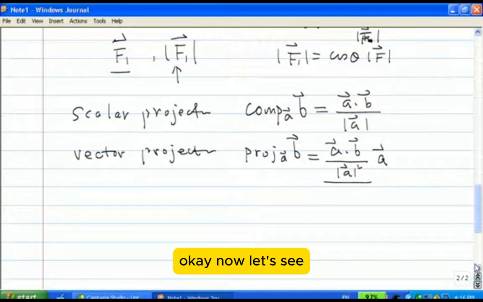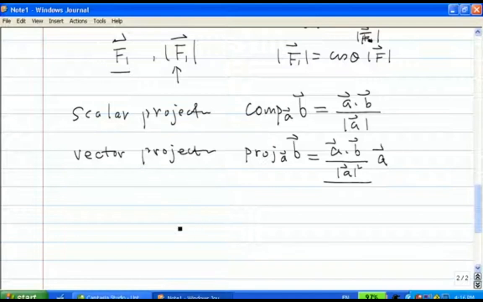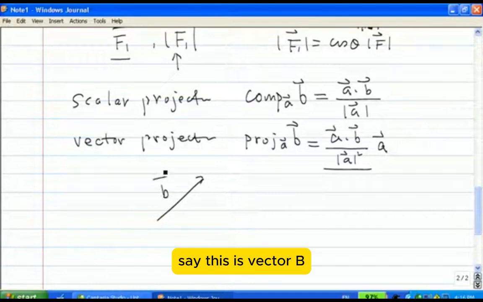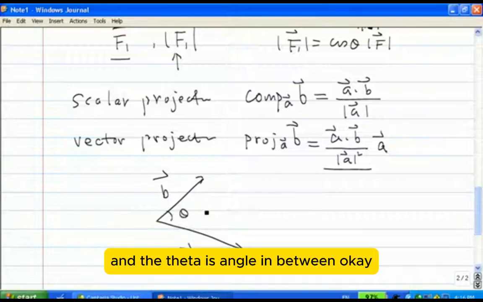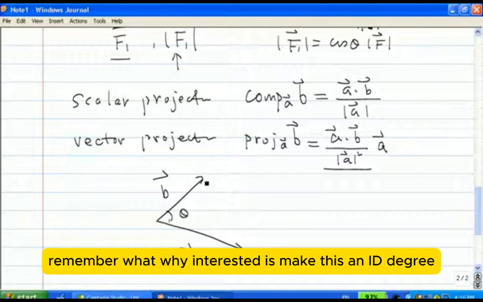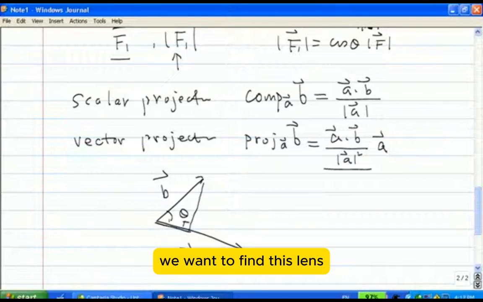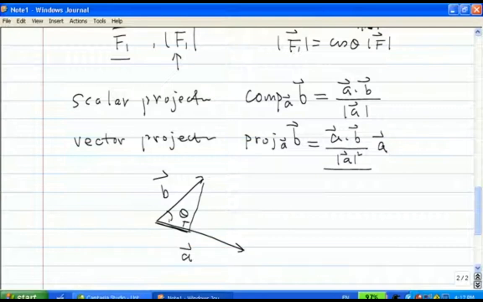Now let's see what a scalar projection means. Say this is vector B, this is vector A, and theta is the angle in between. Remember, what we're interested in is making this 90 degrees. We want to find this length. This length really is what we call the scalar projection. How do you find that?